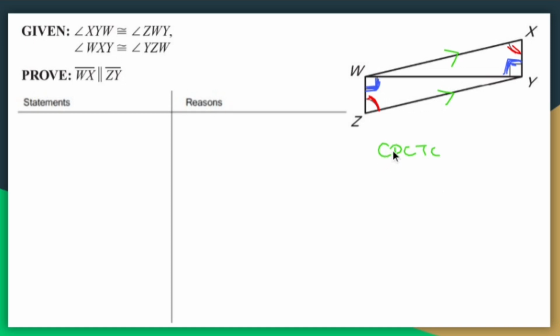So what I can do is show that these two triangles are congruent, then I can prove that these angles are congruent, which means I can show that blue plus purple is congruent to blue plus purple, which means by definition of alternate interior angles, I have parallel sides. I know that's a lot. Bear with me. Step number 1 is my given.